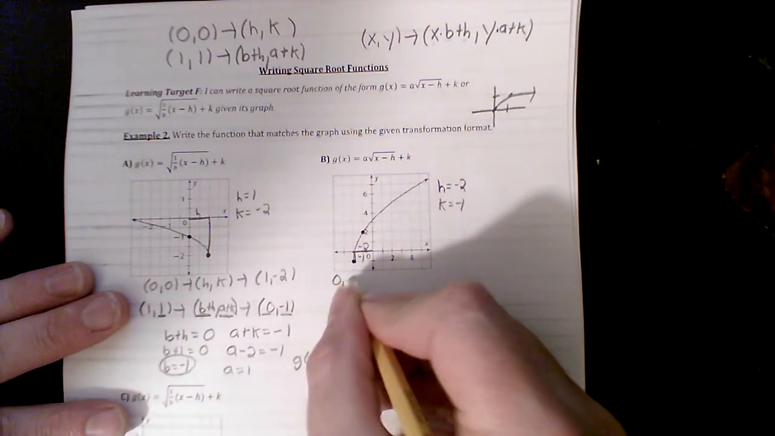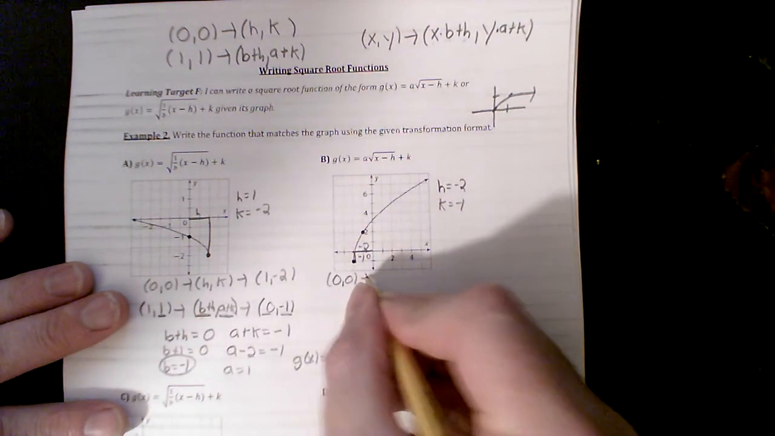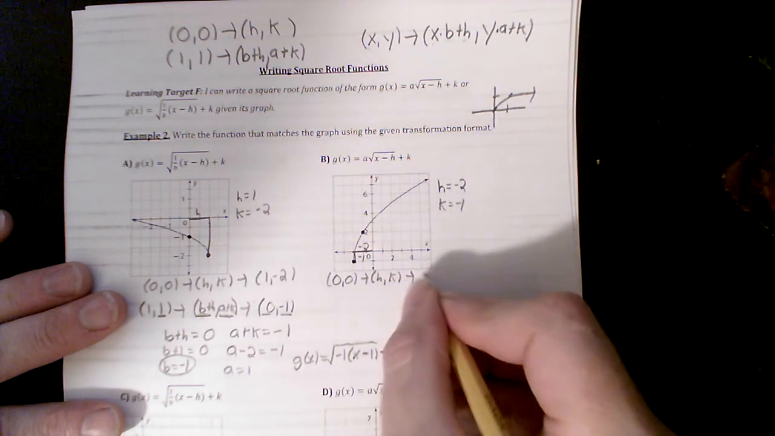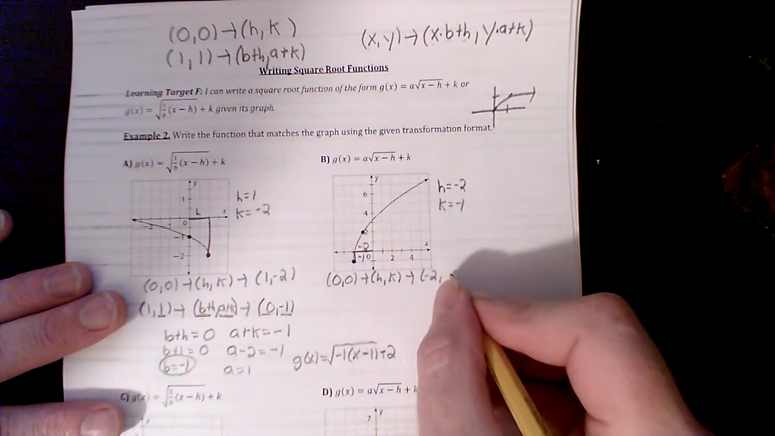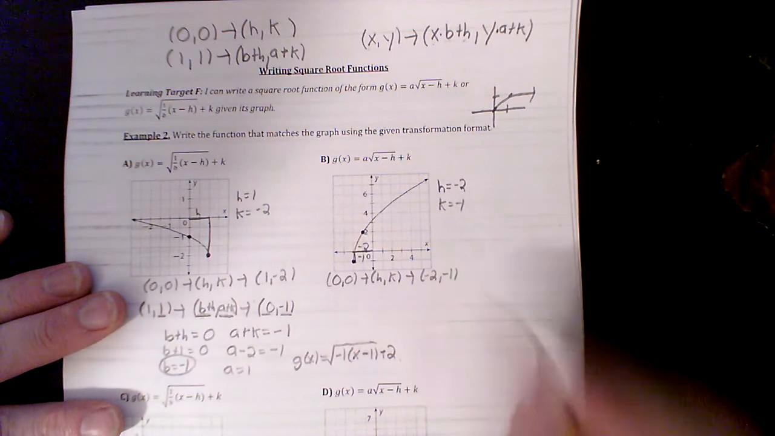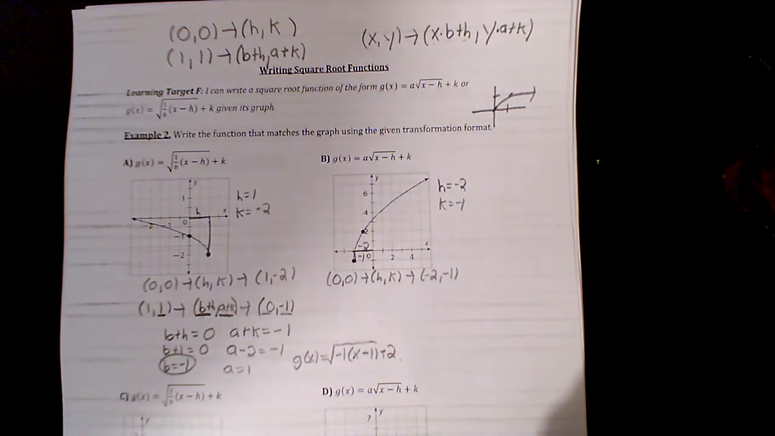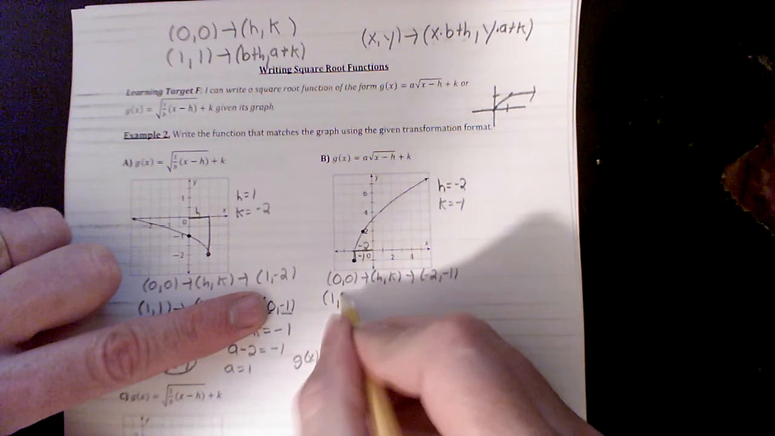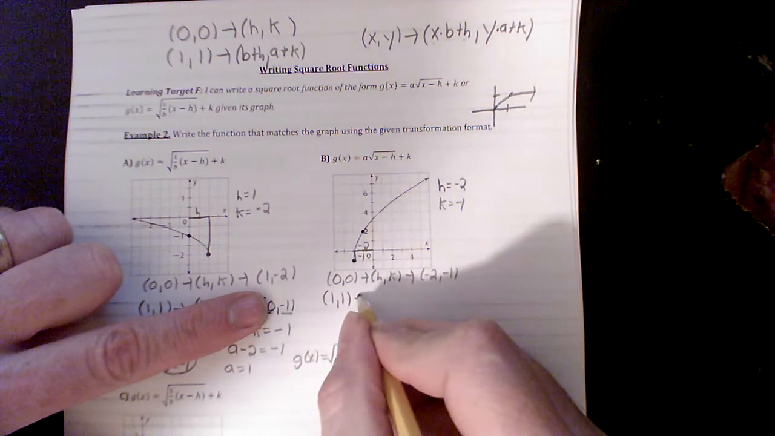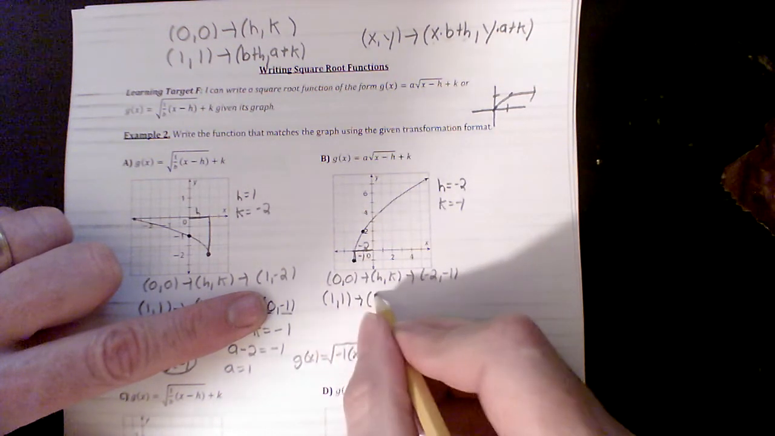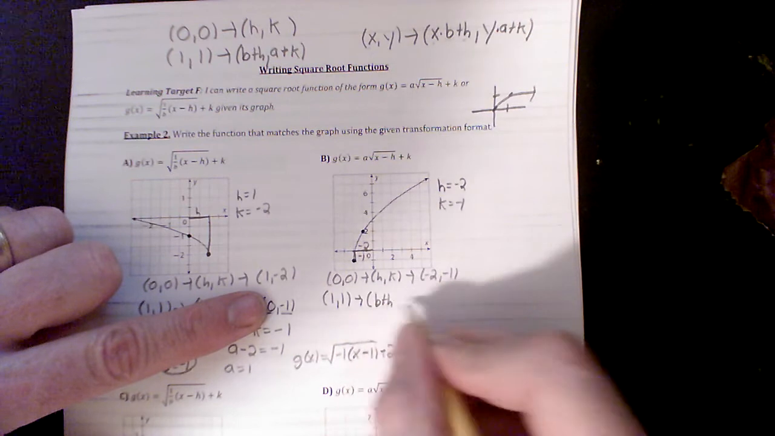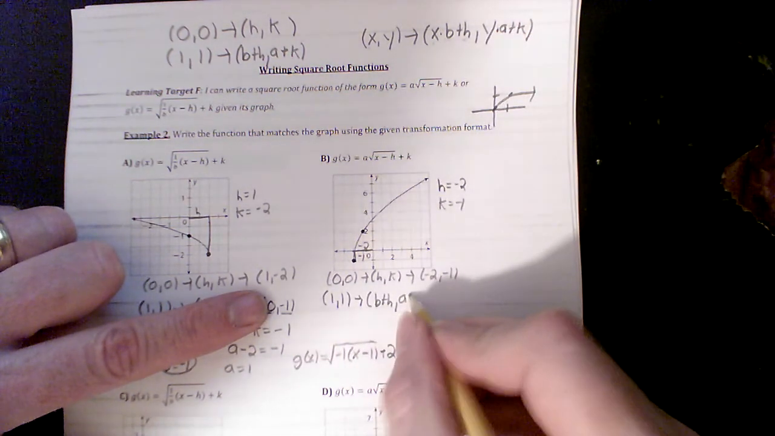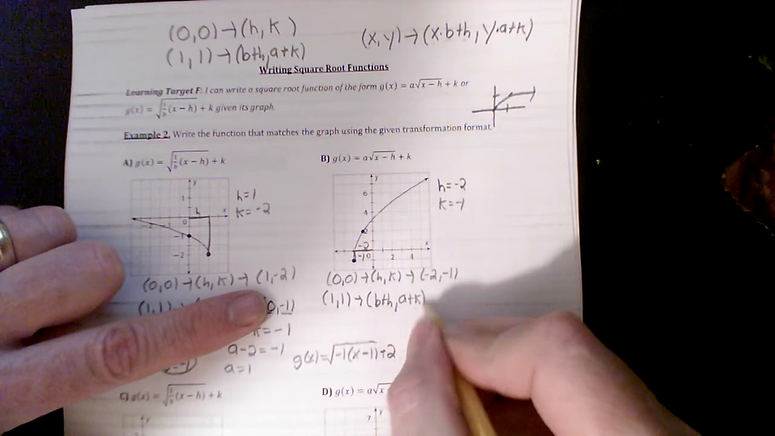Right? (0, 0) turned into h and k, and we know that h was -2 and k was -1, and we have those points. Alright, so look, (1, 1), I'm just going to write it out like this. The original point of (1, 1) turned into this. It turned into b plus h. That's always what happens to our x values. A plus k, that's our y values.